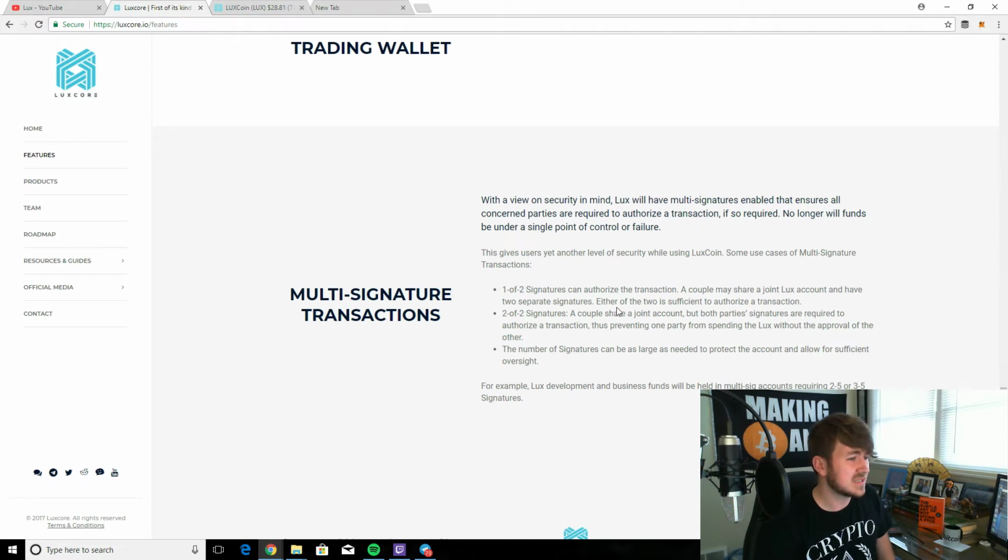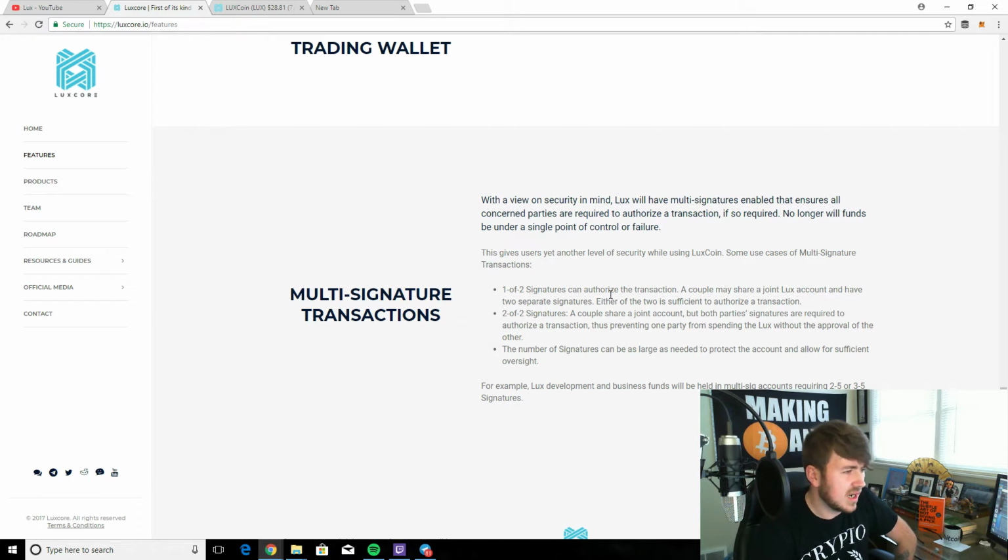Multi-signature transactions. So, okay, it says with security in mind, Lux will have multi-signature enabled that ensures all concerned parties are required to authorize a transaction, if so required. No longer will funds be under a single point of control or failure. It says this gives users yet another level of security while using LuxCoin. Some use cases of multi-signature transactions.